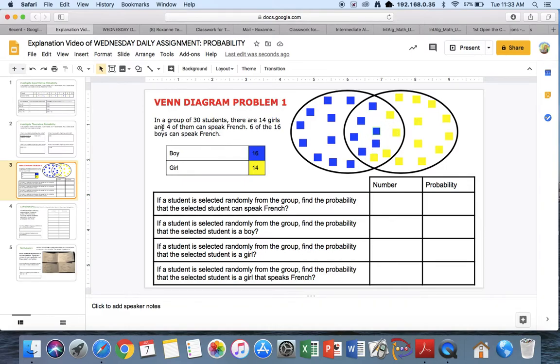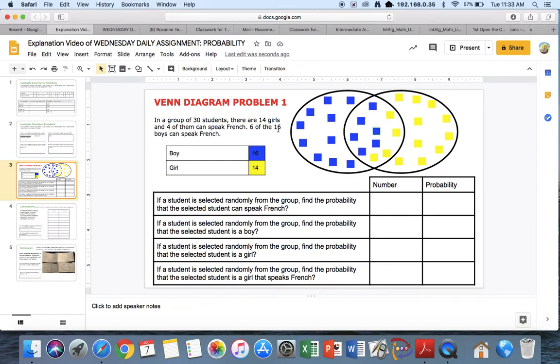So in a group of 30 students, so we have a total of 30 students, there are 14 girls, which are represented with the yellow, and 4 of them can speak French. So 4 of them are inside the combination, because in the circle, or where they overlap, is that's who can speak French.